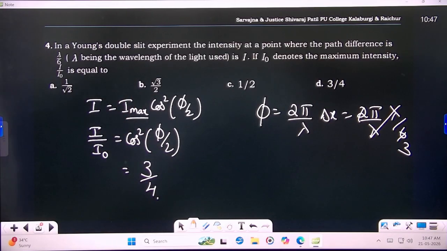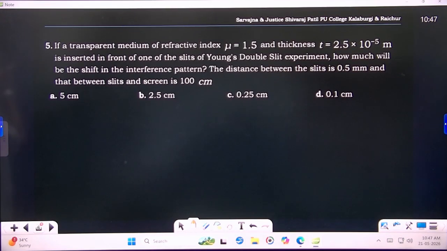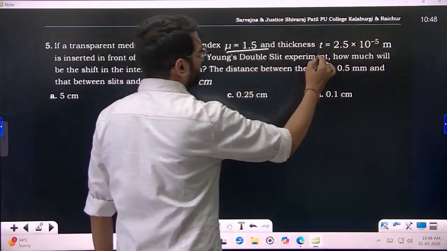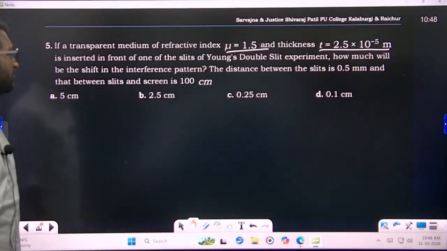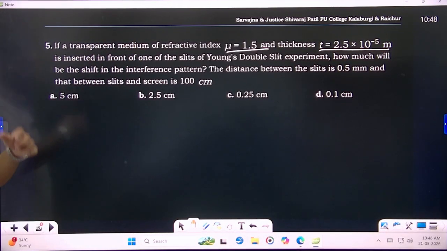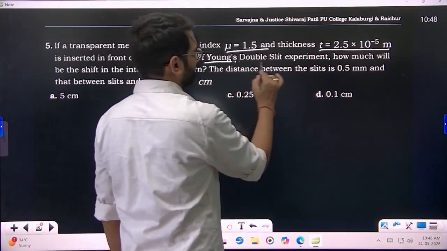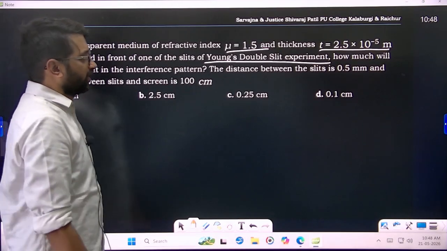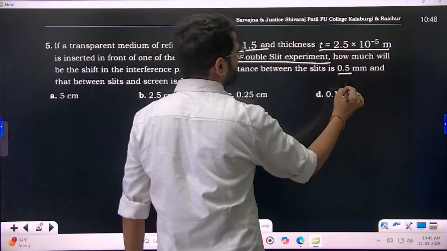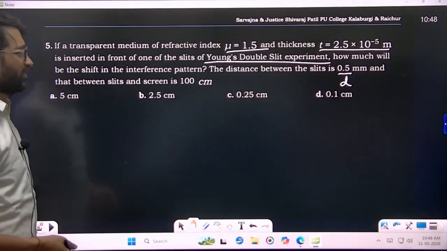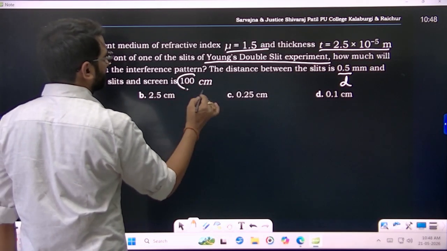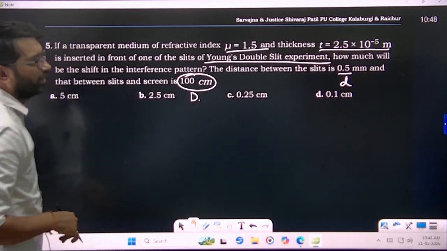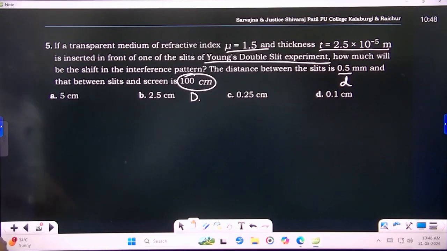Fourth option. Next. If a transparent medium of refractive index mu 1.5 and thickness T 2.5 into 10 to the power of minus 5 meters is inserted in front of one of the slits of YDSE, how much will the shift in the interference pattern be? The distance between the slits is small d, which is 0.5 mm, and the distance between slit and screen is capital D, that is 1 meter.